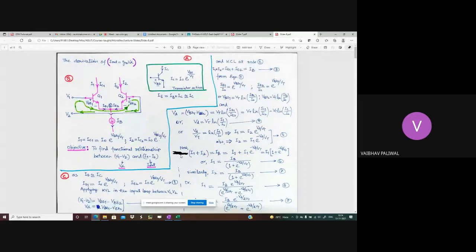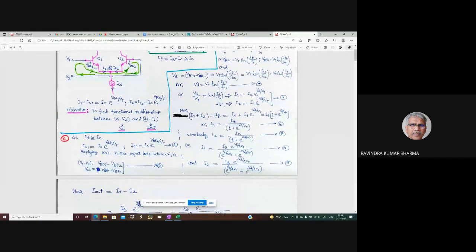Here I have given the same differential pair derivation which I have done before. It has three parts: A, B, and C. The basic transistor equation is in part A. Differential pair is shown in part B. The objective is to find the functional relationship between V1 minus V2 and I1 minus I2. V1 minus V2 happens to be VD, and I1 minus I2 happens to be I out. In part C, the step-by-step derivation has been shown, which I have already discussed with you.